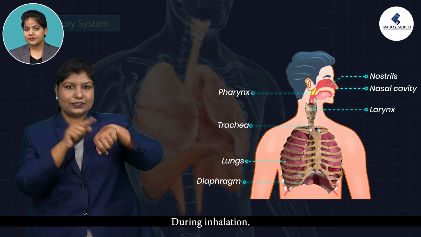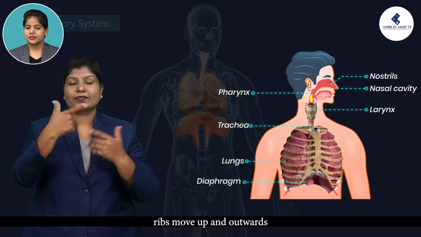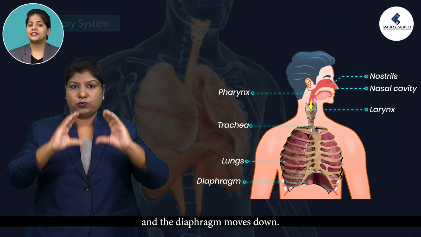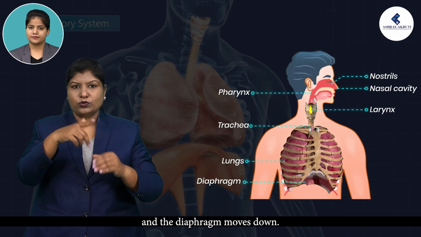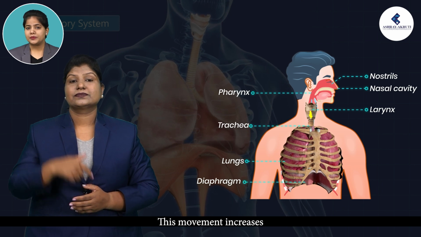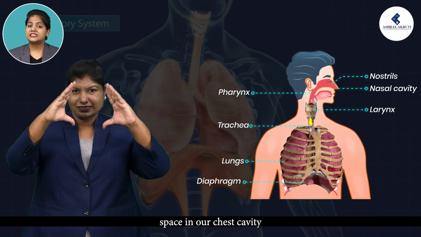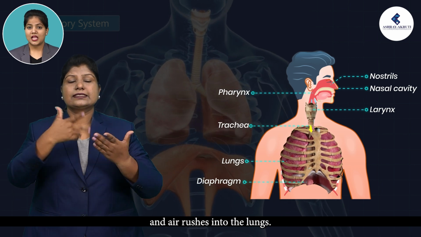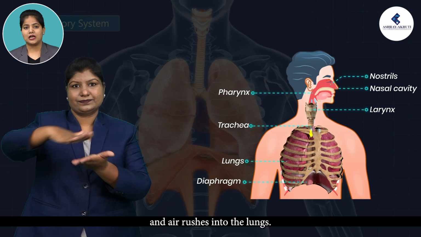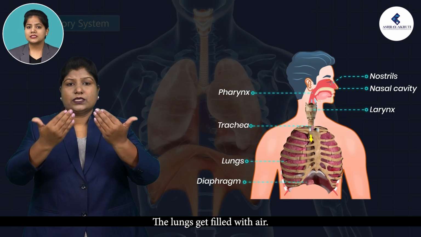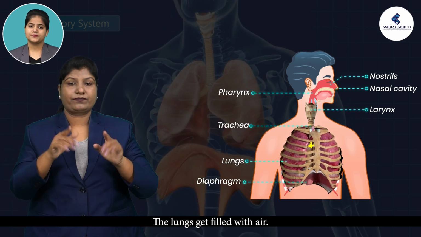During inhalation, ribs move up and outwards and the diaphragm moves down. This movement increases space in our chest cavity and air rushes into the lungs. The lungs get filled with air.